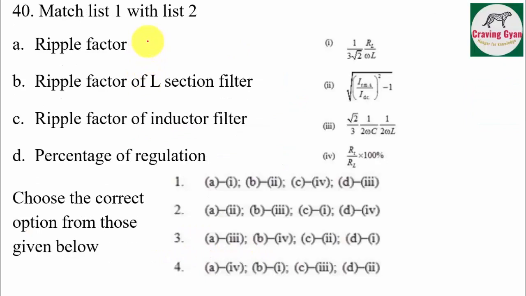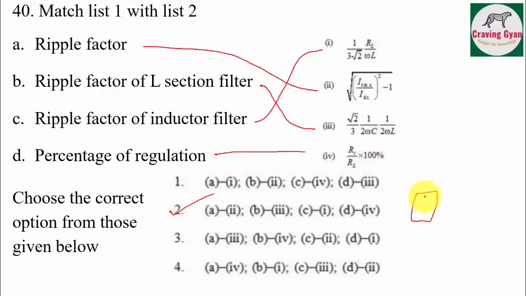40th question, match the following. A, ripple factor. Ripple factor is given by square root of (IRMS divided by IDC) whole square minus 1. And ripple factor of L section filter is given by root 2 divided by 3 into 1 divided by 2 omega C into 1 divided by 2 omega L. A ripple factor of inductor filter is given by 1 divided by 3 root 2 into RL divided by omega L. Percentage of regulation is given by RT divided by load regulation into 100%. Nothing but option 2 is correct.